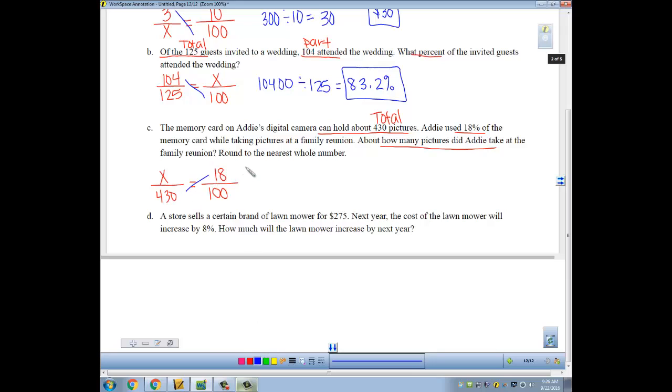Cross multiply, 430 times 18 is going to give me 7,740, divided by 100 is going to get me 77.4. But it doesn't make sense to have 0.4 of a picture, which is why I said round to the nearest whole number. So that would be about 77.